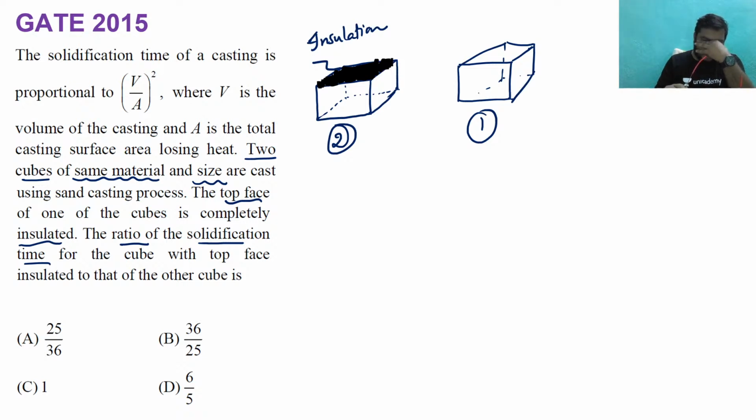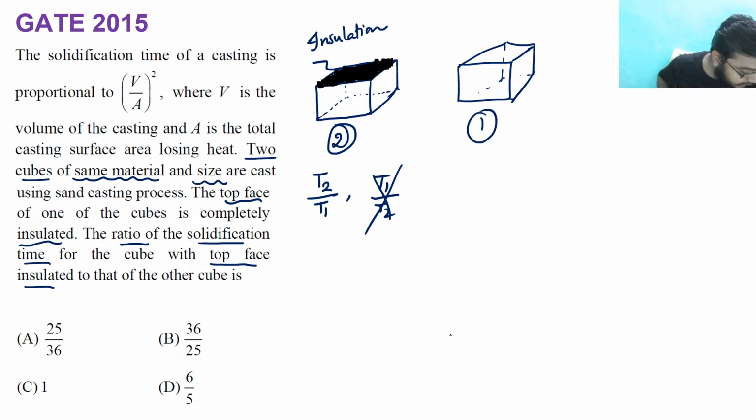I have explained the questions. If you have any problem, I don't know what to say to you. A, 25 by 36. No, no, that is B. See, in this question, it has been asked the ratio of solidification time for the top face insulated to that of the other cube, right? So from here, you are required to find T2 by T1. Okay, so I think you have found T1 by T2. No, T1 by T2 is not correct. Okay, see here, see the things, and then we are going to see here.